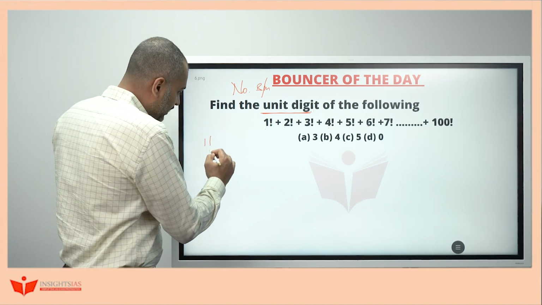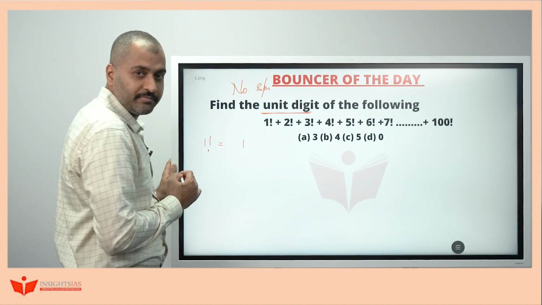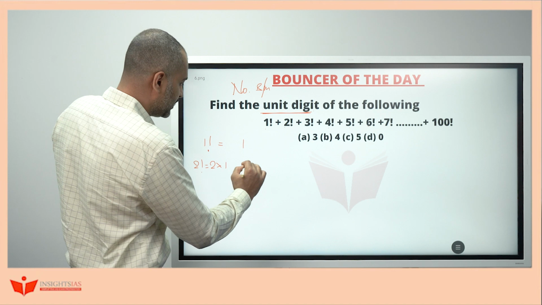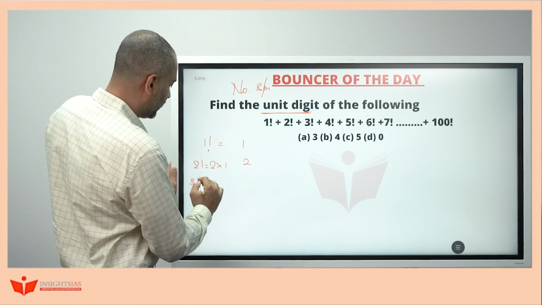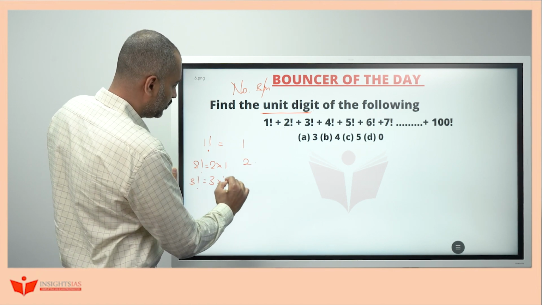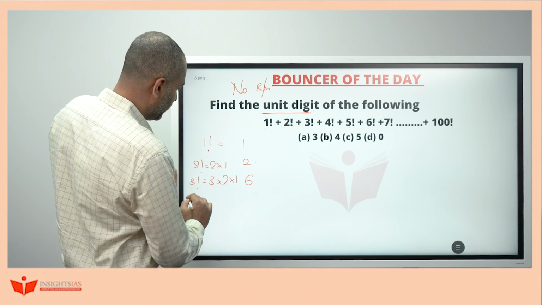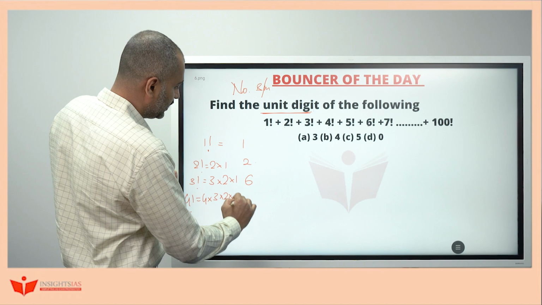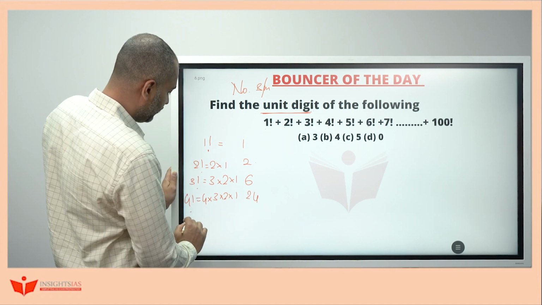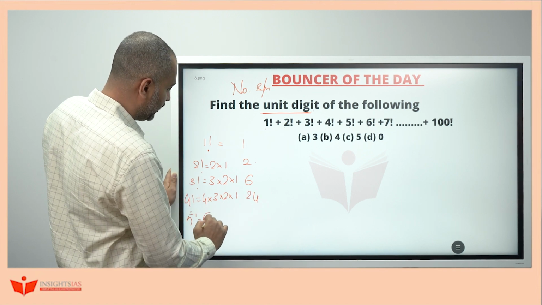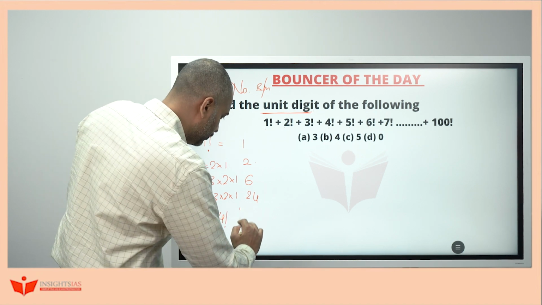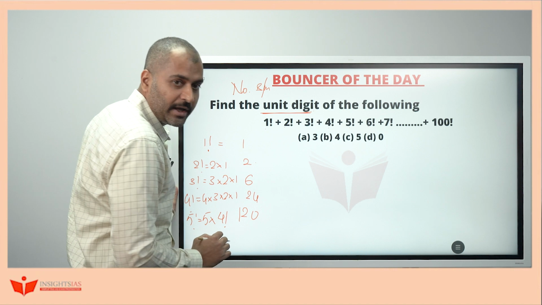See, 1 factorial is equal to 1, right? 2 factorial is nothing but 2 into 1, that is equal to 2. 3 factorial is equal to 3 into 2 into 1, that is equal to 6. 4 factorial is nothing but 4 into 3 into 2 into 1, that is 24. 5 factorial is nothing but 5 into 4 factorial. So this becomes 120.